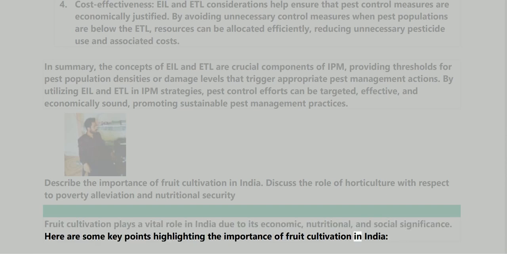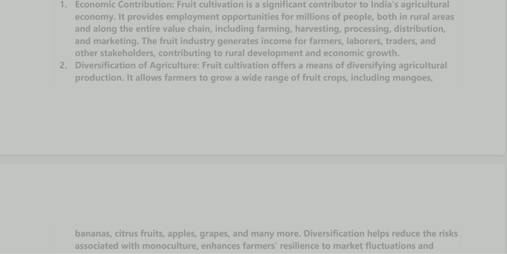1. Economic contribution. Fruit cultivation is a significant contributor to India's agricultural economy. It provides employment opportunities for millions of people, both in rural areas and along the entire value chain, including farming, harvesting, processing, distribution, and marketing. The fruit industry generates income for farmers, laborers, traders, and other stakeholders, contributing to rural development and economic growth.